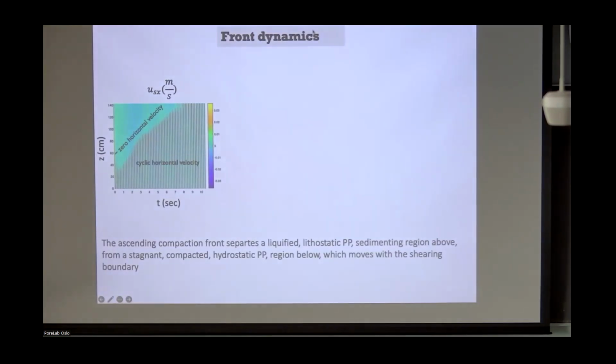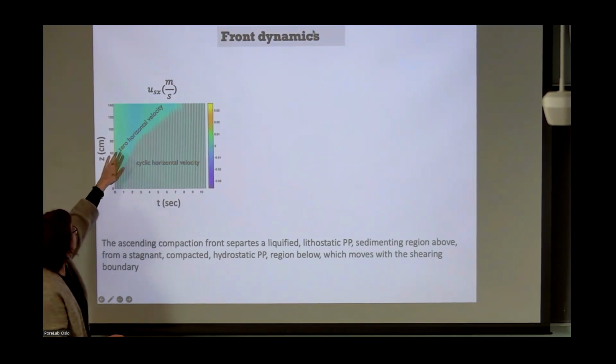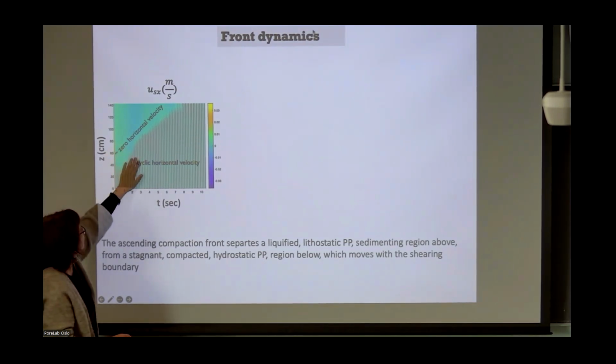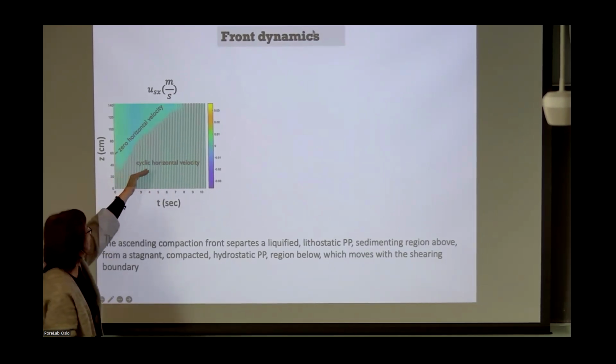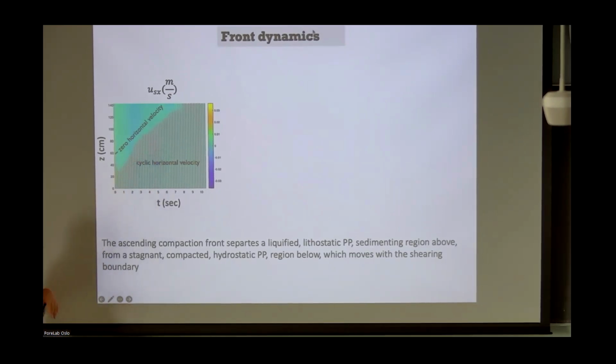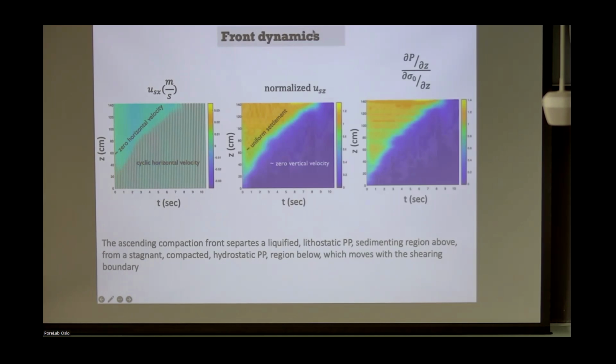And if we look at other measures, this is cyclic horizontal velocity as a function of time. There's a region of 0 horizontal velocity, and there's a region that moves like a solid body. And this shows the front, and then the downward velocity shows the front. And then the pressure gradient also shows the front.